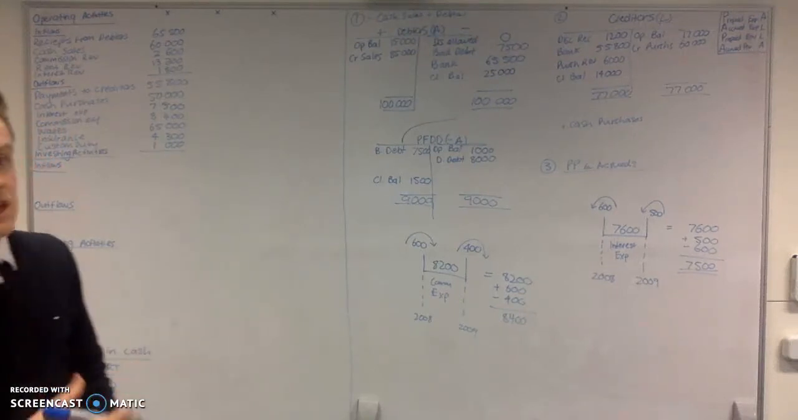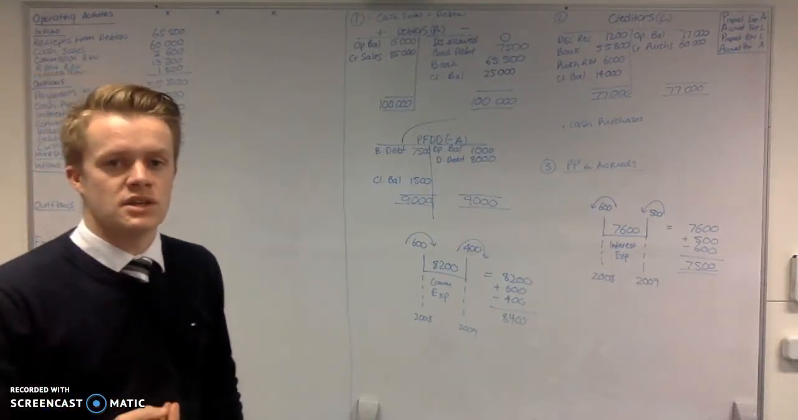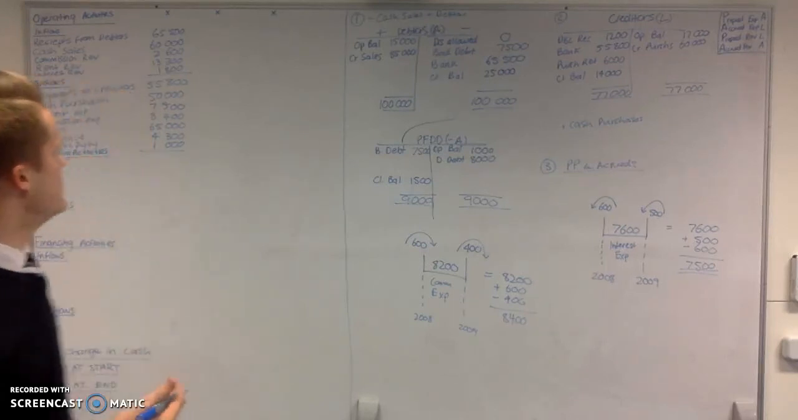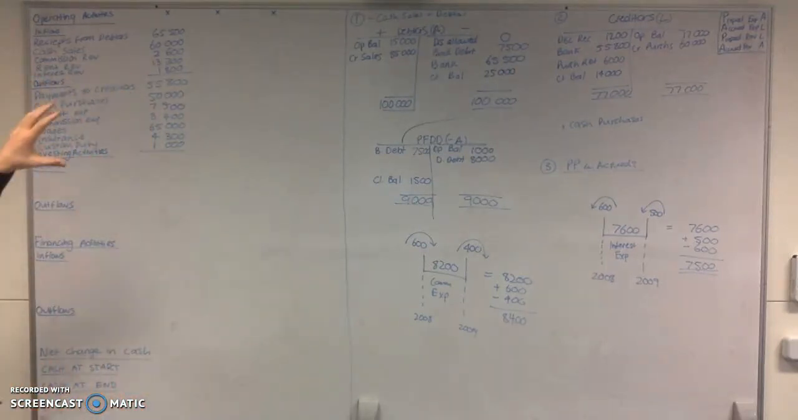And the other one we haven't touched is depreciation. That is because it's a non-cash transaction. Okay, so that's the operating activities section done of the cash flow statement. And in the next video we'll do the investing and financing activities.